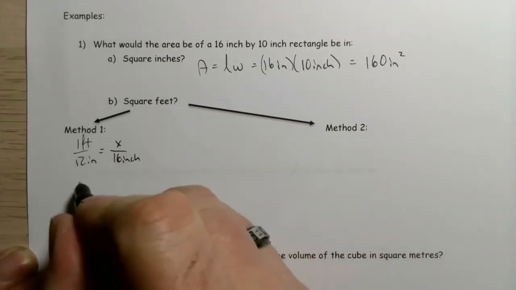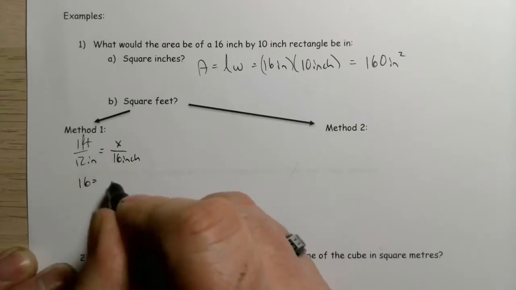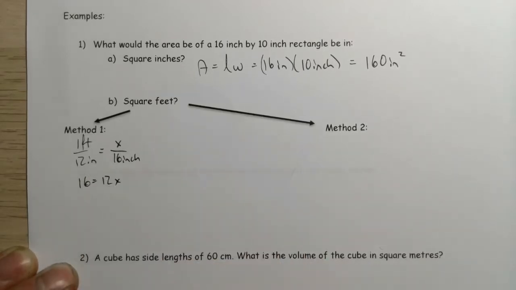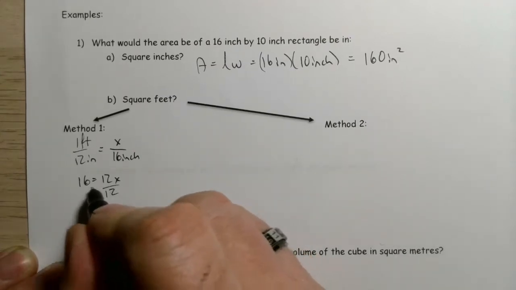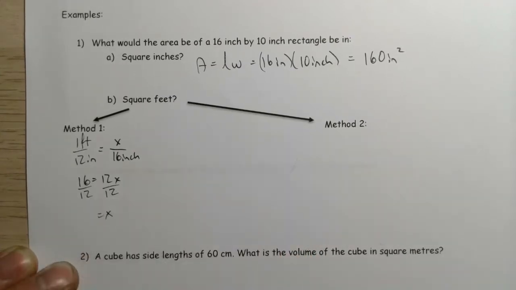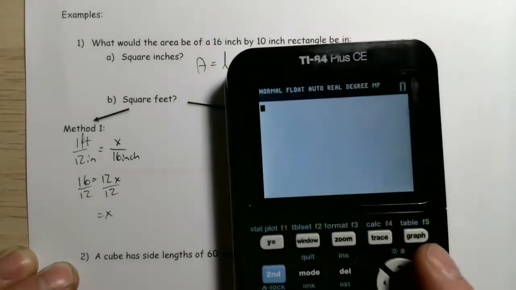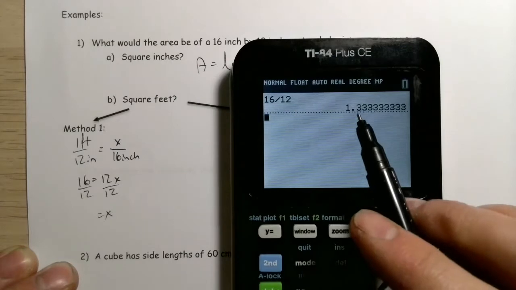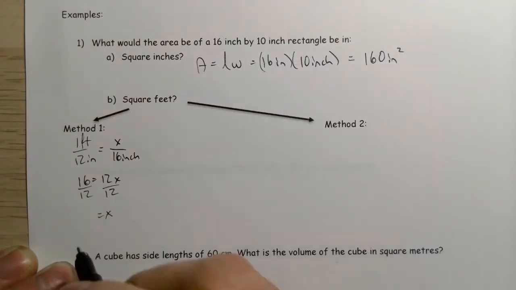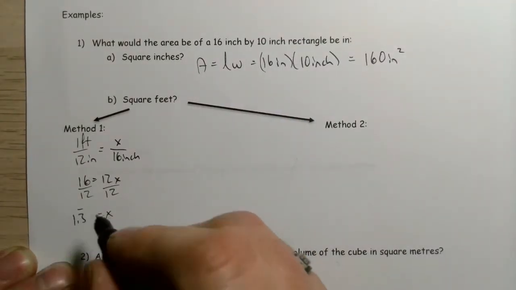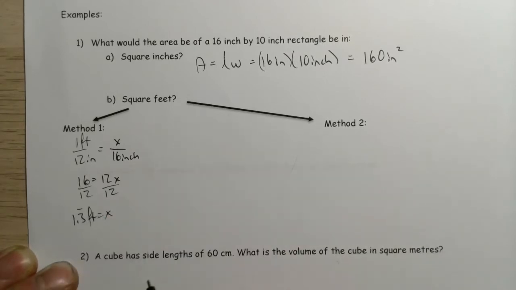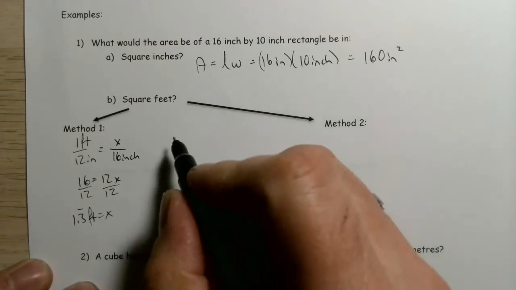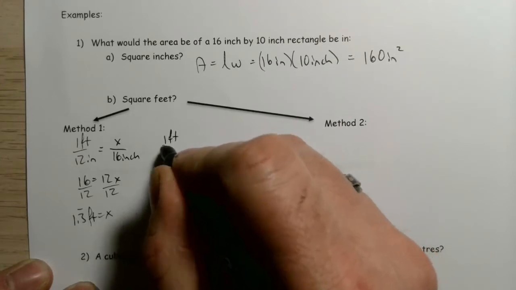So I'm going to cross multiply. 16 times 1 is going to be 16. 12 times x is going to be 12x. And then I'm going to divide both sides by 12. And I'm going to pull up my calculator here, 16 divided by 12, and I get 1.3 repeating. Now, 1.3 repeating, and that is going to be feet. I'm going to keep that in mind when I do my calculation in a bit. The next thing I'm going to do is convert the width.